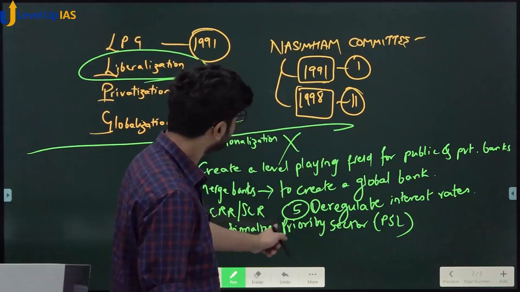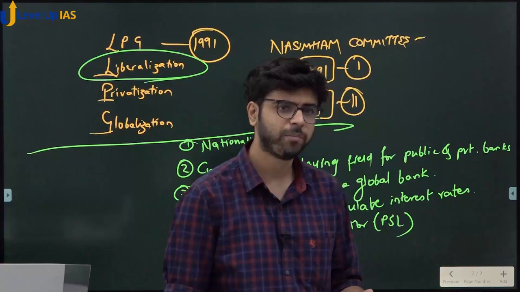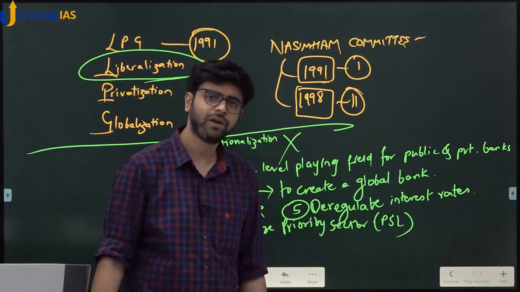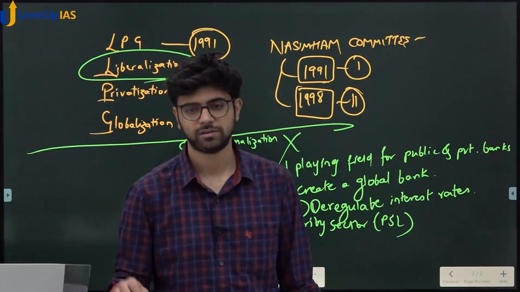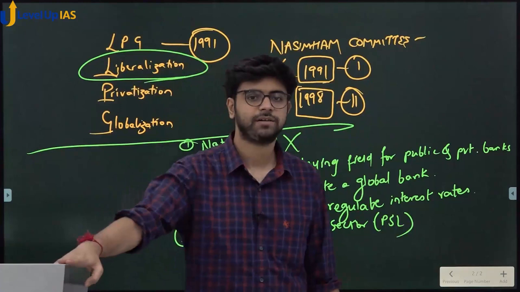Rationalize priority sector lending. This is very, very, very important. Did you understand what I mean? Earlier it was very high, now we have reduced it. Earlier it was 70-80%, now we have come around 40%. Yes or no? Priority sector is 40% of what? Of what? We have some term, na?